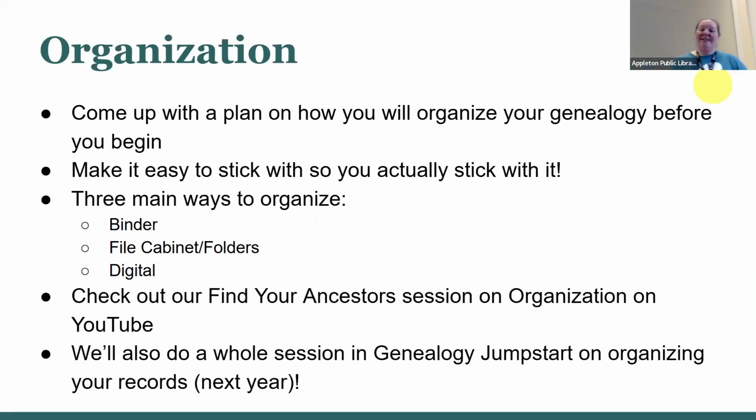Kind of the bare bones organization stuff: you should come up with a plan on how you're going to organize all your genealogy before you even begin, and make it so easy that you're going to actually stick with it. There are three main ways to organize: using a binder, a file cabinet and folders, or doing it digitally, or a combination of all three of these things.